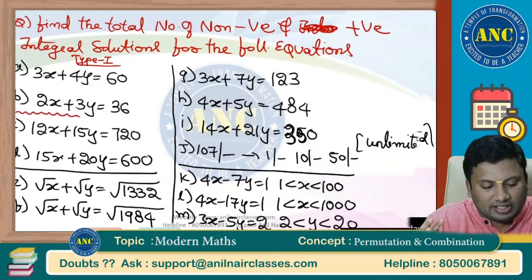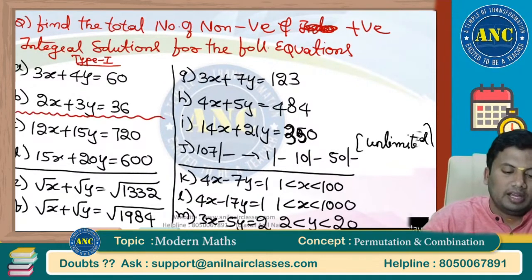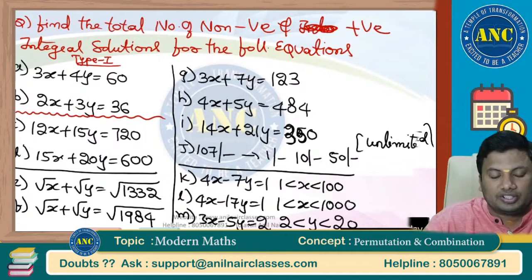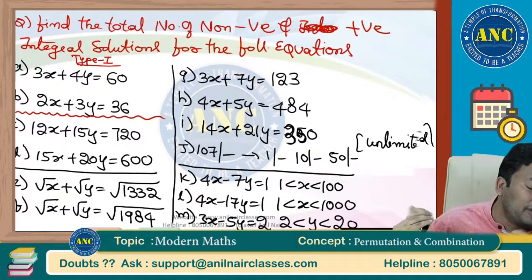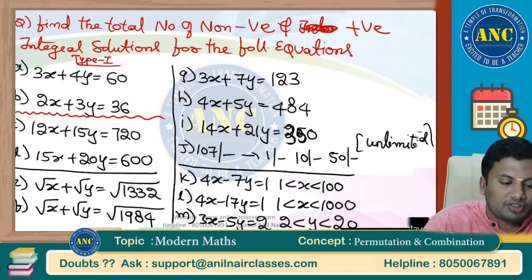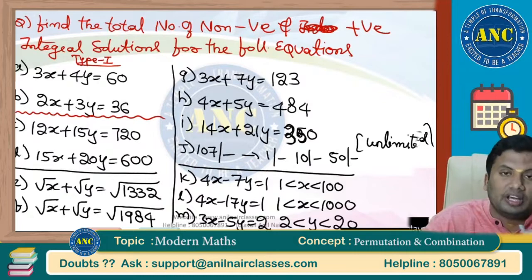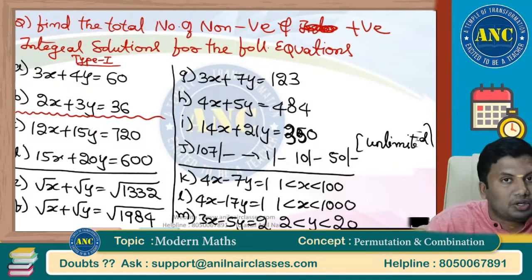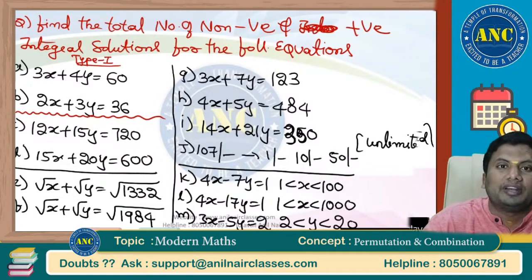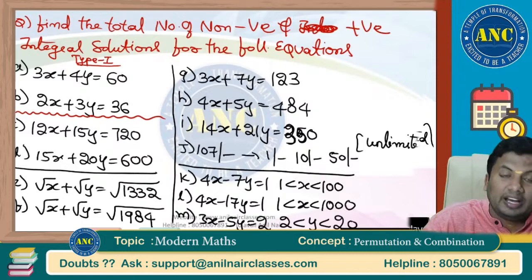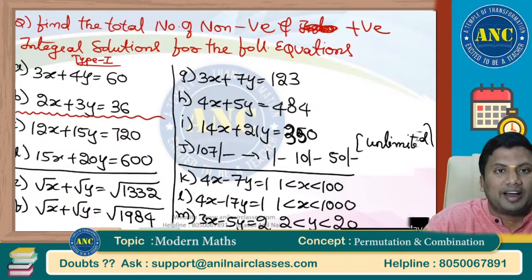Keep another slash line here. In type 1, both the coefficients of x and y are factors of the right hand side. But there is a difference between A, B and C, D. Here 3 and 4 are coprime, 2 and 3 are coprime, but 12 and 15 are not coprime. Two numbers are said to be coprime if their HCF is 1. 12 and 15 have common factor 3. 15 and 20 are not coprime. Common factor is 5. Please write down in your notebook.